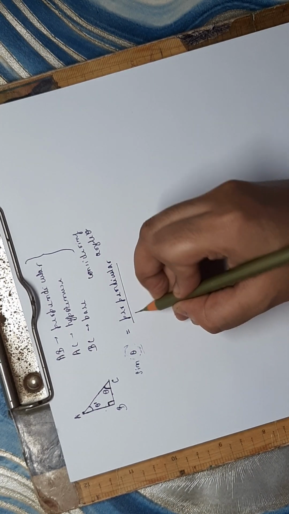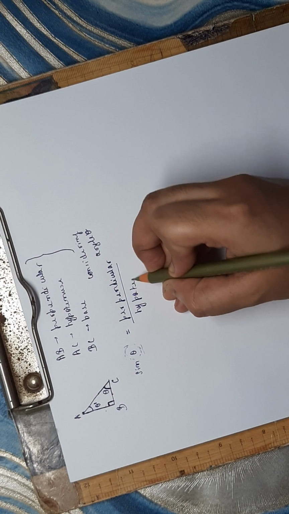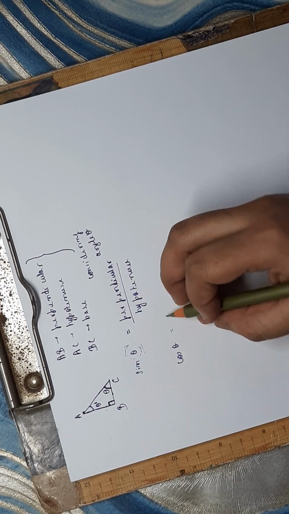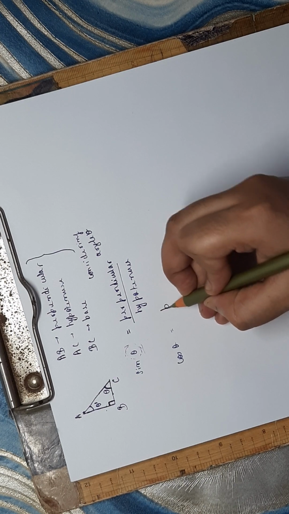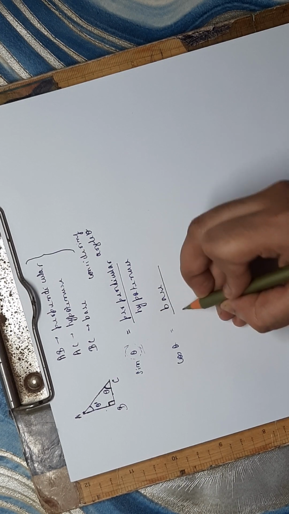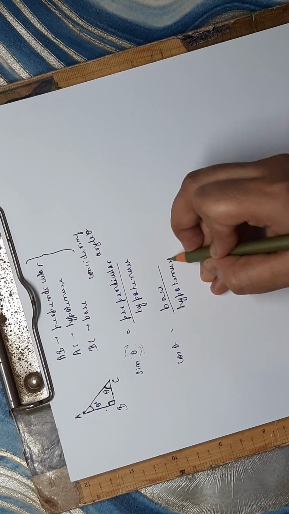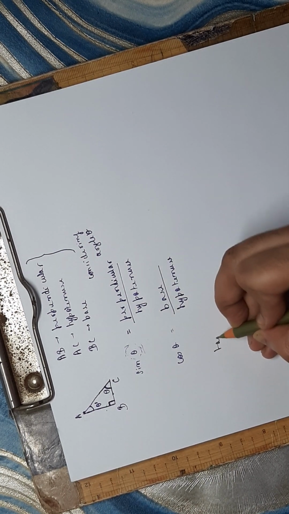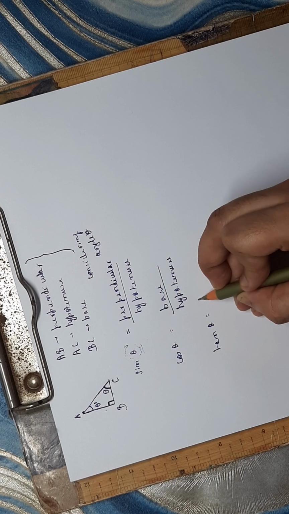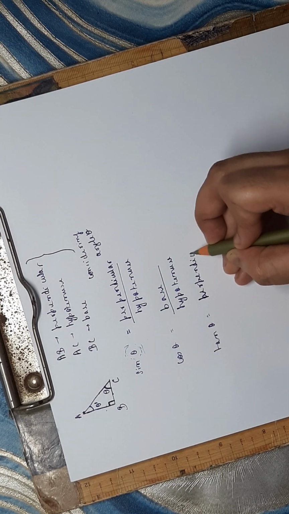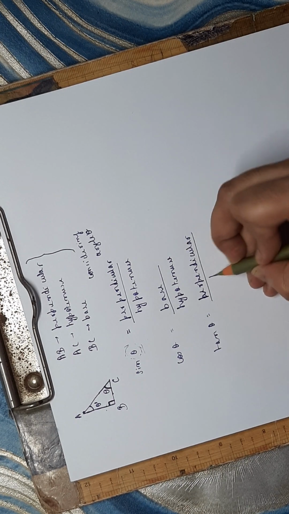by hypotenuse. All right, for cos theta we have base by hypotenuse. And for tan theta we have perpendicular by base.